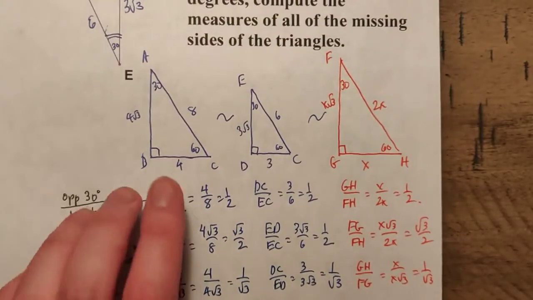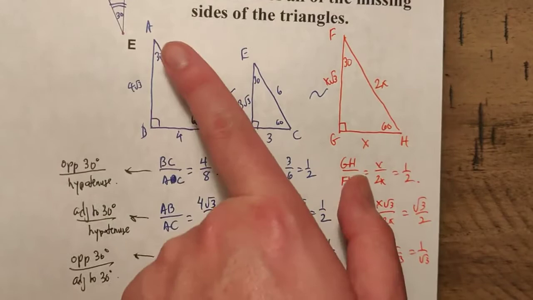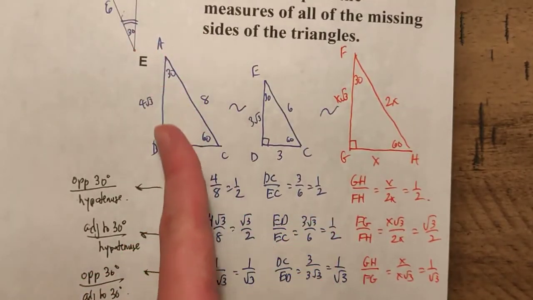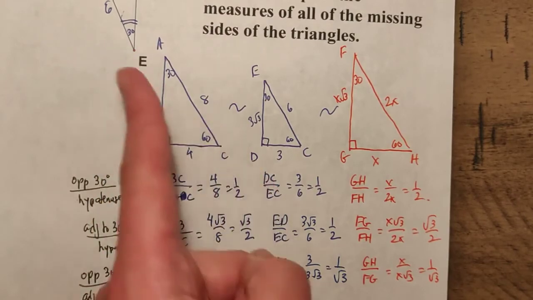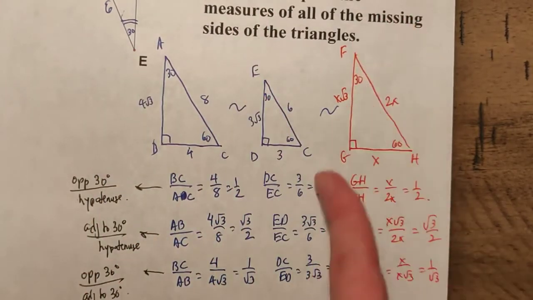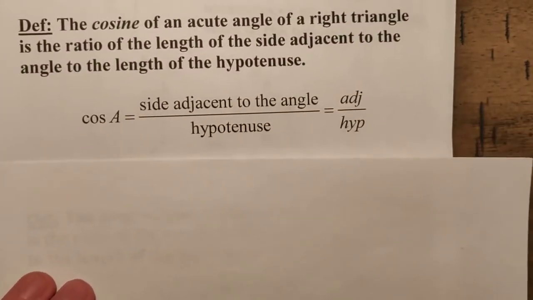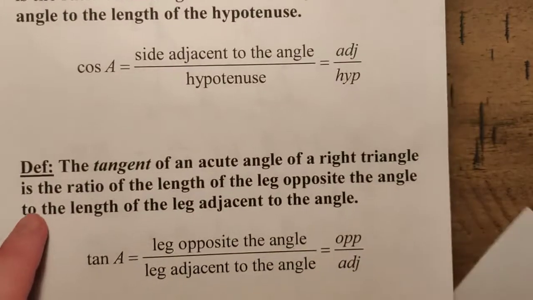Going back to our picture, in this case it's the leg adjacent to the 30 over the entire hypotenuse. So AB over AC, ED over EC, FG over GH. Okay? And then finally, the last one here, we define as what is known as the tangent.